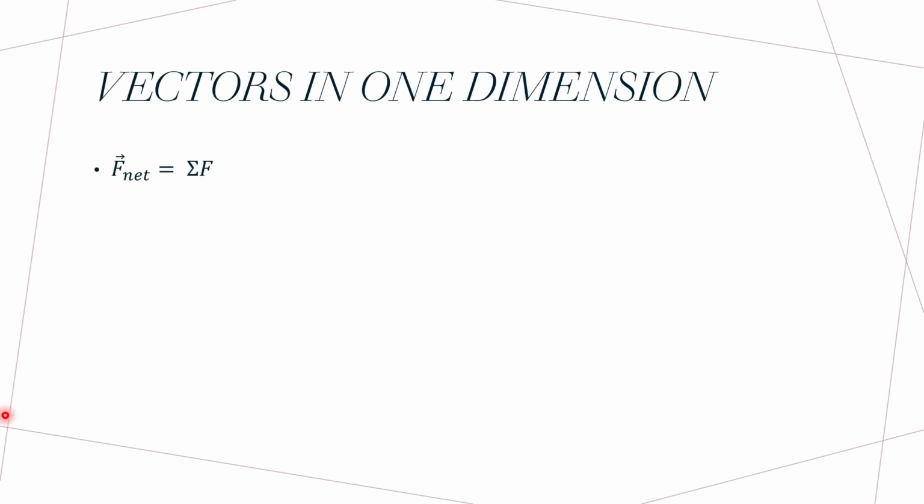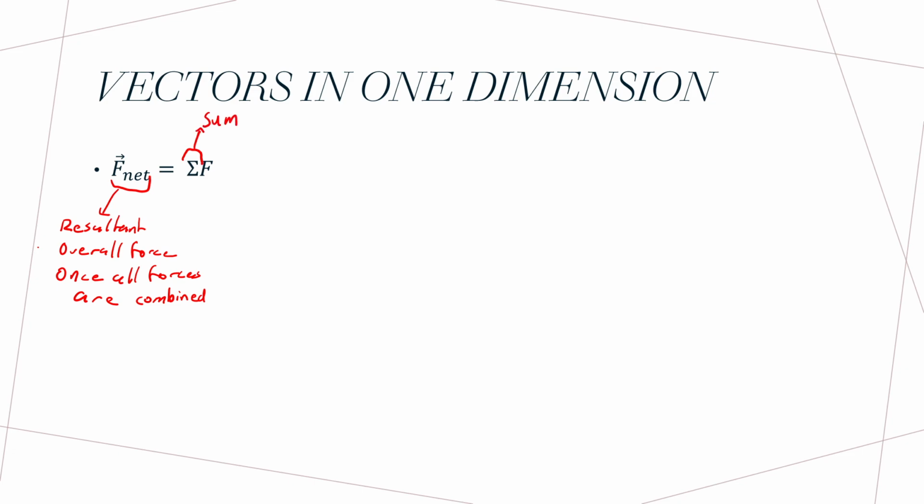First off, I want to look at vectors in one dimension. And to begin, I want to reintroduce this idea of net force, which we could also talk about being the resultant. Effectively, the net force is the overall force once all forces are combined. Now, what you'll see here is that the net force is equal to sigma F. Now, sigma here, this Greek letter, stands for the sum of. So in other words, the net force is simply the sum of all forces.